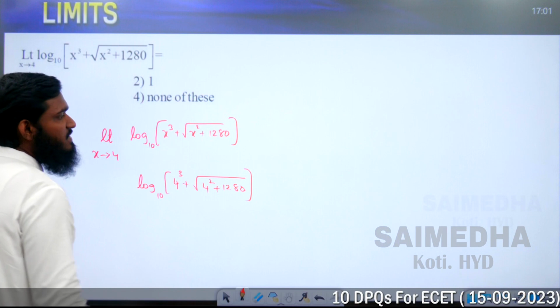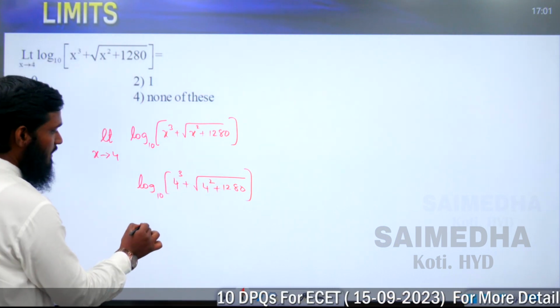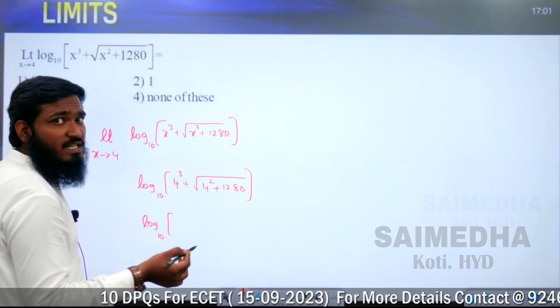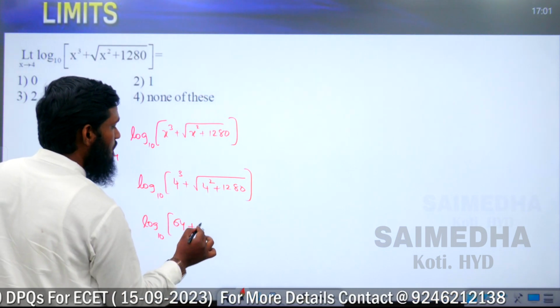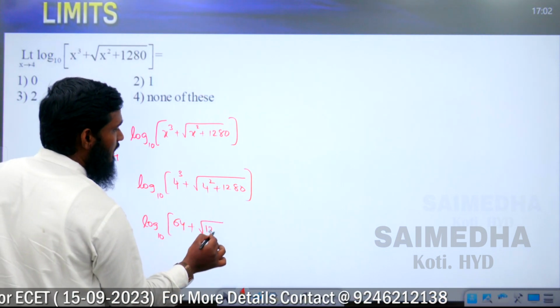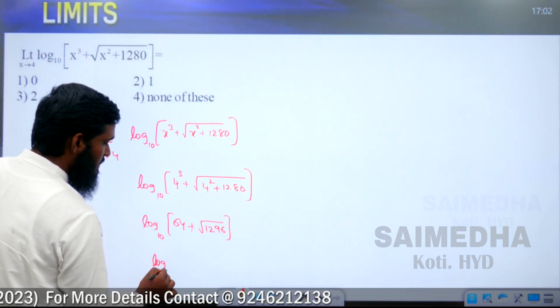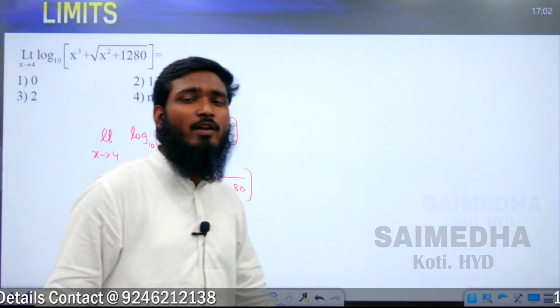Now 4 square becomes 16, and 16 plus 1280. So we can write log to the base 10 of 4 cube, which is 64, plus under root of 1296. Which is equal to log to the base 10 of 64 plus under root 1296. What is the square root of 1296?